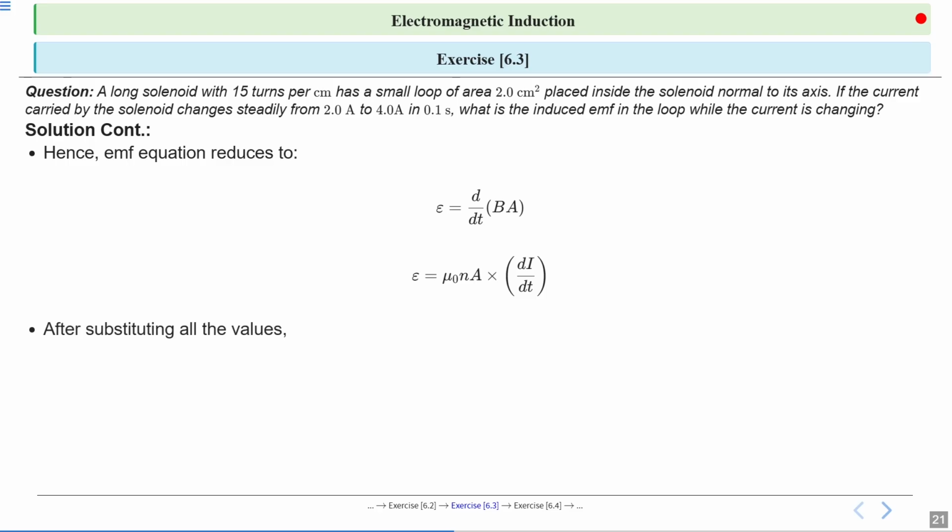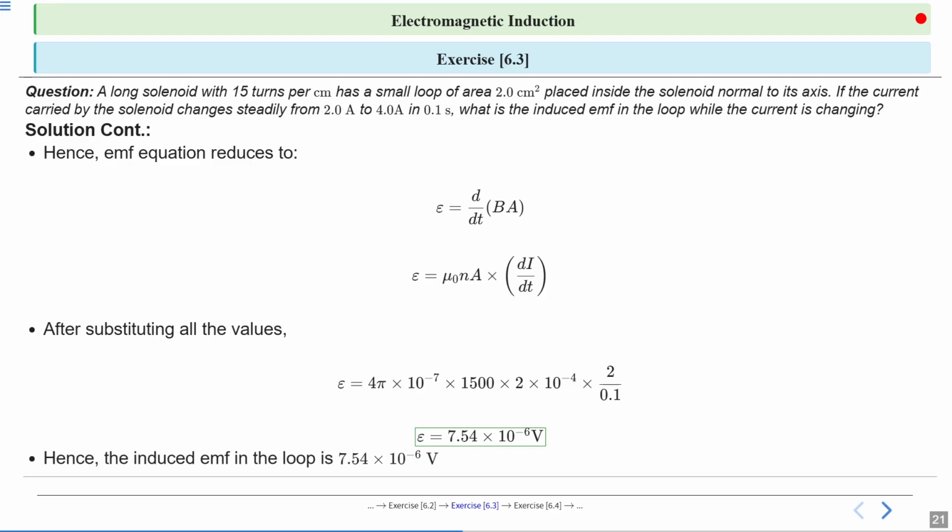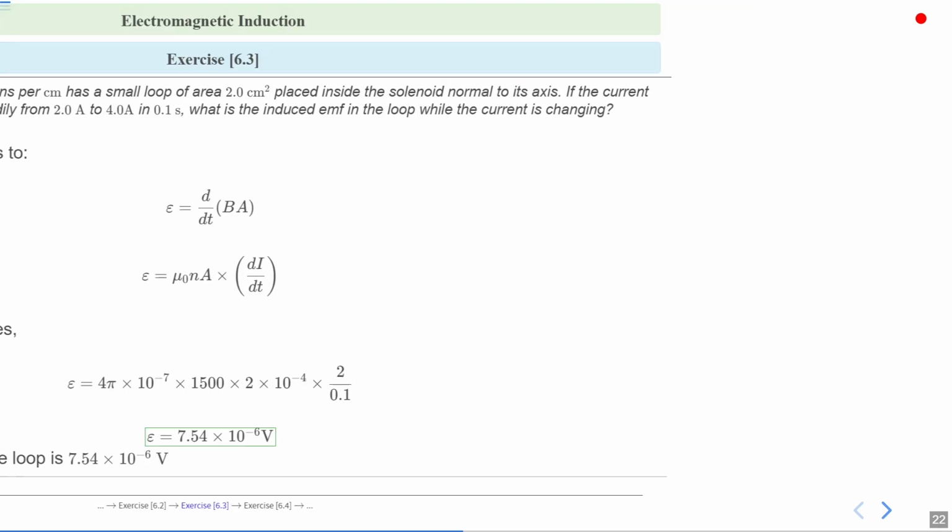After substituting all the values, epsilon equal to mu naught, which is 4 pi into 10 to the power minus 7, into 1500 into 2 into 10 to the power minus 4 into 2 upon 0.1. Here 2 is the change in the current and 0.1 is the change in time. So epsilon equal to 7.54 into 10 to the power minus 6 volt. This is the amount of EMF induced in the solenoid. Hence the EMF induced in the loop is 7.54 into 10 to the power minus 6 volt.